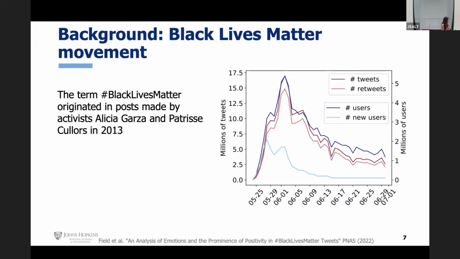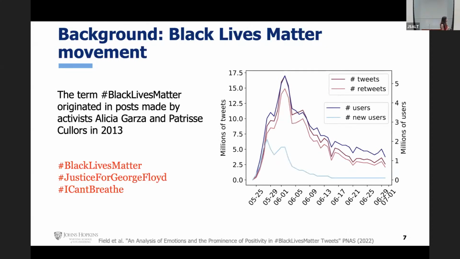And in that time, particularly in the summer of 2020, there were millions of tweets posted every day using hashtags like Black Lives Matter, Justice for George Floyd, and I Can't Breathe. So this was a movement where social media was a really integral part. A lot of this movement played out on social media, and that started even back in 2014, but especially in that summer of 2020. So this was a hugely influential movement.